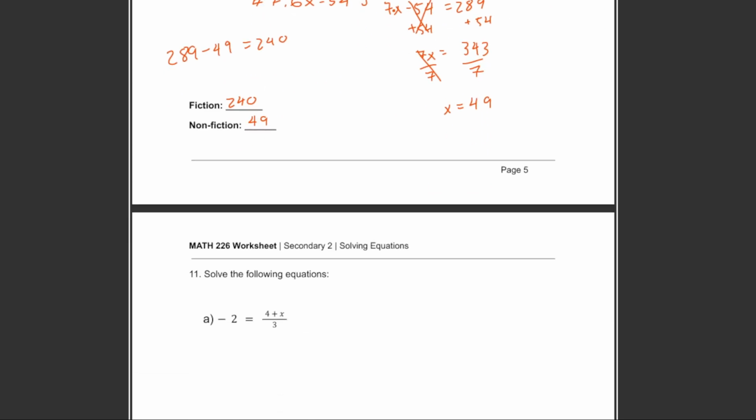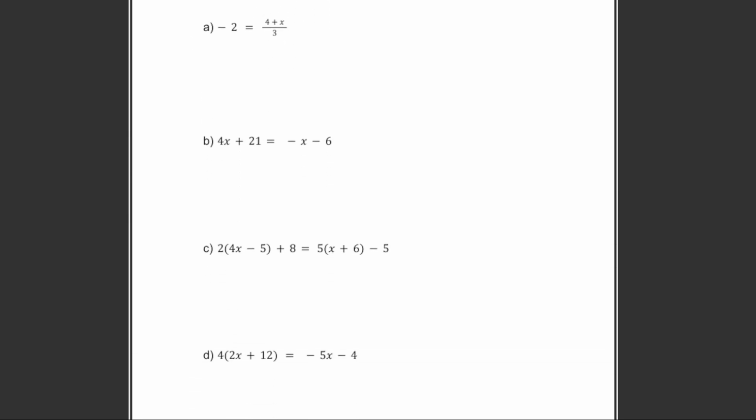Now on to question 11. Okay, so question 11, there's 4 equations that they want us to solve. So let's just go through this as swiftly but efficiently as possible. Okay, so we've got minus 2 is equal to 4 plus x over 3. Let's draw a little line down here so we see both sides of my equation. Okay, so where's my x? That's over here. Okay, circle that.